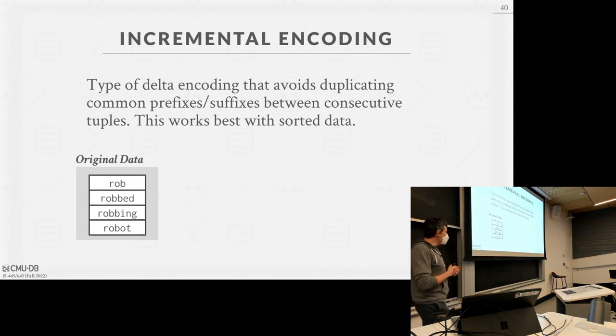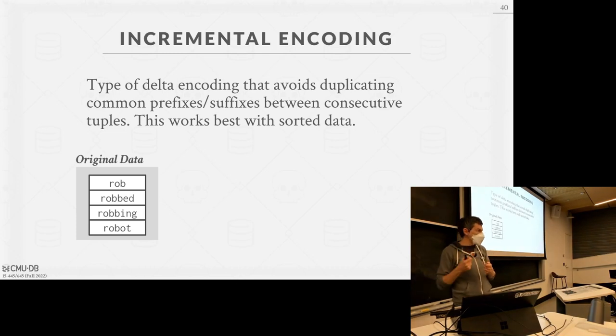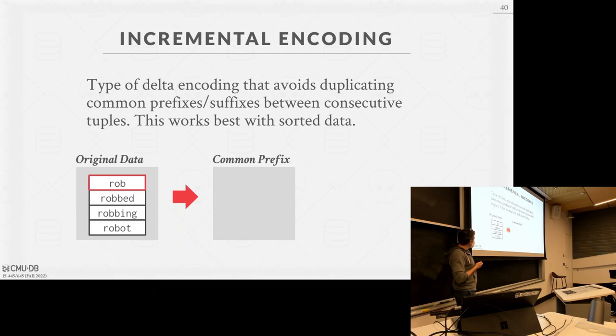We can do something similar for strings, and this is called incremental encoding. The idea here is we just want to avoid having duplicate prefixes, storing them over and over for consecutive tuples. Right, so we have a simple column of string data. We have Rob, Robbed, Robbing, and Robot. So we'll first start with the common prefix here, Rob. So we don't store anything there because we have it.